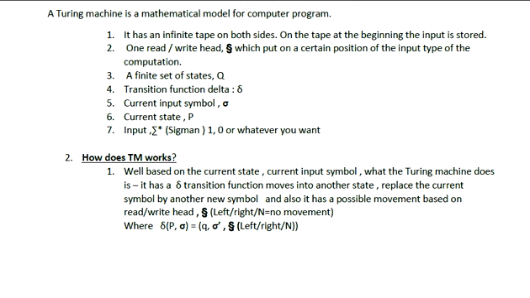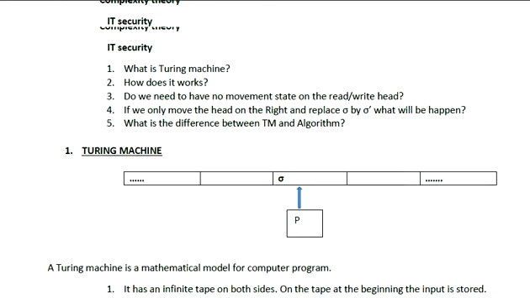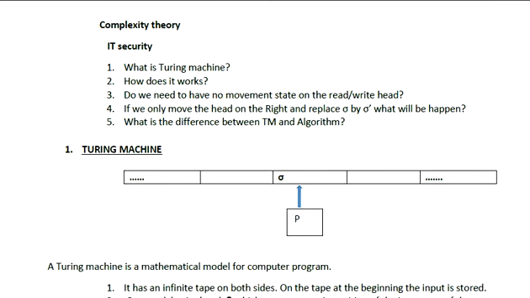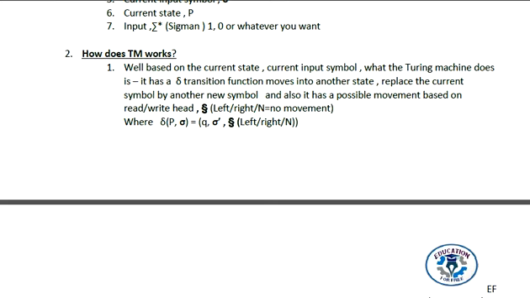You can see that delta is pointing here. The current state is P and the current symbol is sigma, as you can see in this picture. Now, if I use the transition function, my next symbol will be sigma star, the next state will be Q, and the read-write head can move left, right, or not move. So this is how the Turing machine works based on the transition function, current symbol, and current state.